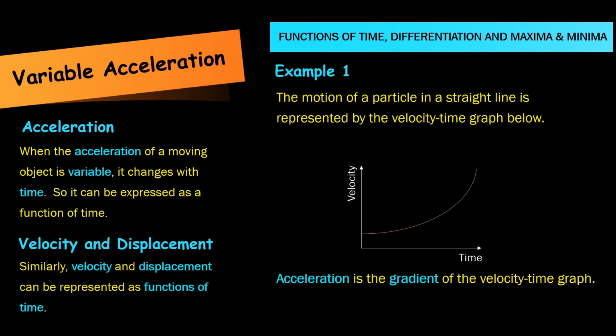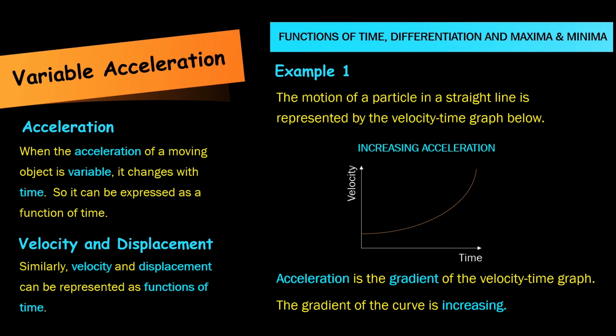Acceleration is the gradient of the velocity time graph. So we can see the acceleration here, and then here, and then here, and then here. And this has been represented, of course, by the gradient. The gradient of the curve is increasing. This represents increasing acceleration.